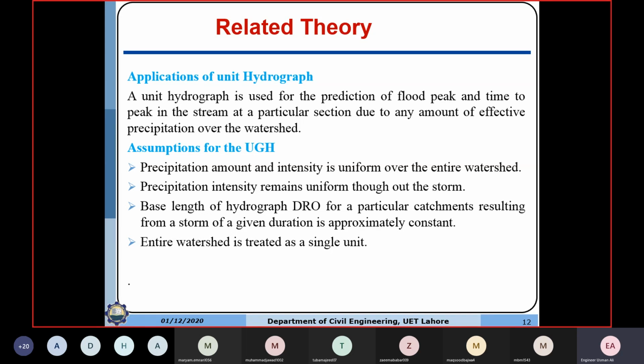Base length of DRO hydrograph for a particular catchment resulting from a storm of a given duration is approximately constant. तो जो टाइम बेस है डायरेक्ट रन ऑफ हाइड्रोग्राफ की, वो किसी भी ड्यूरेशन का स्टॉर्म हो उसके लिए सेम रहनी चाहिए. ये भी एक एजम्पशन है इसमें. Entire watershed is treated as a single unit. सो पूरे वाटरशेड में जो स्लोप है, जो उसकी सॉइल टाइप है, लैंड यूज वगैरह है, वो सेम होना चाहिए. It should be treated as a single unit. So these are some assumptions under which unit hydrograph is worked or it is considered.